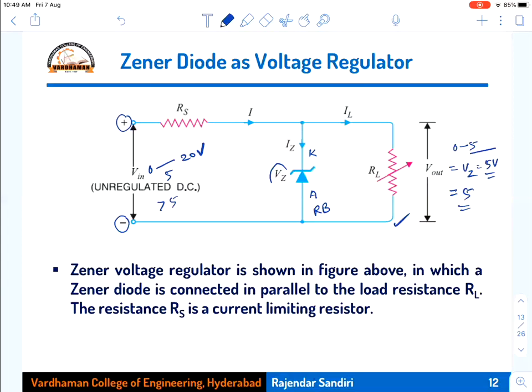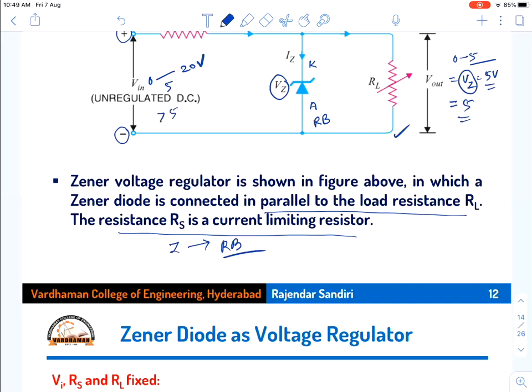Okay. So in the Zener voltage regulator shown in the figure above, a Zener diode is connected in parallel to the load resistor, and the resistance Rs is the current limiting resistor, and this Zener diode should always be reverse biased. Okay, that is the thing.